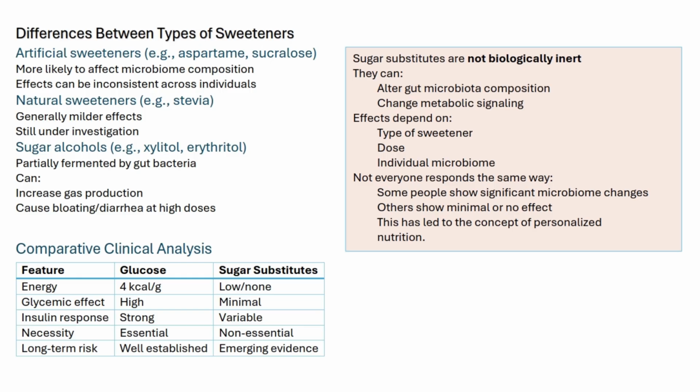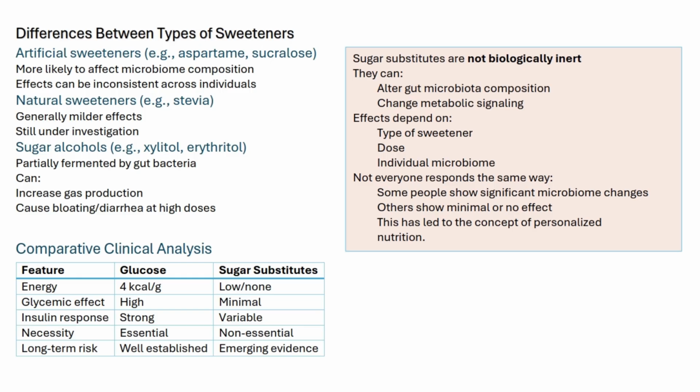In contrast, natural sweeteners like stevia tend to have milder effects, although their long-term impacts are still being researched. Sugar alcohols, including xylitol and erythritol, are partially fermented by gut bacteria, which can lead to increased gas production and gastrointestinal discomfort at high doses.